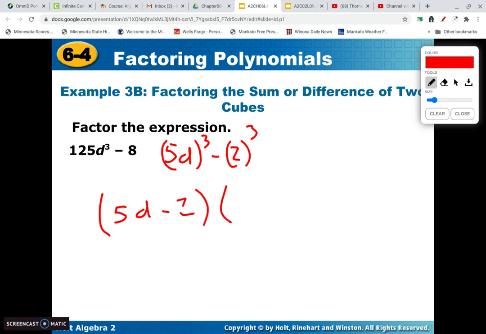Then we're going to square a, so we have to go 25d squared, and then we're going to multiply those together. Remember, that's a 2. So we take 2 times 5d, that would be 10d, and then we'd square this one, so we'd have a plus 4 is what we'd end up having there. So there it is. That's the difference of 2 cubes there.